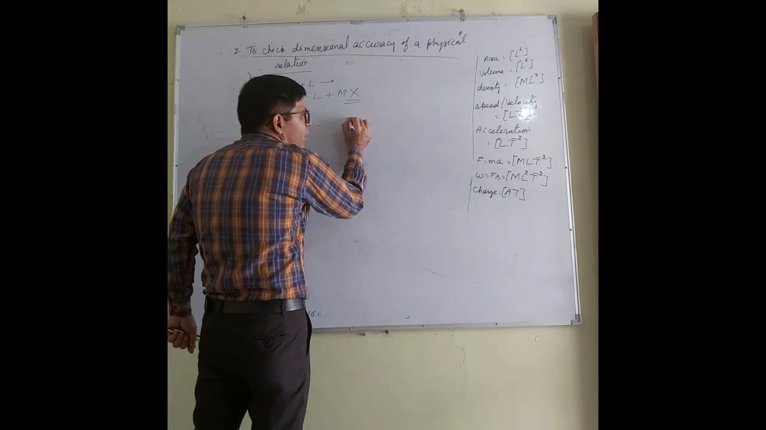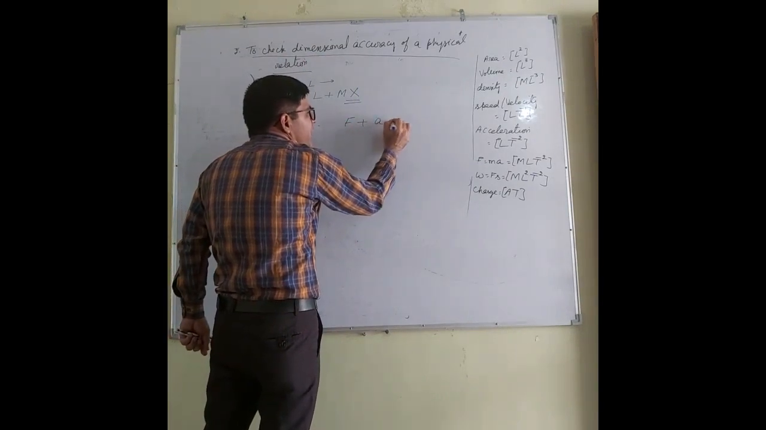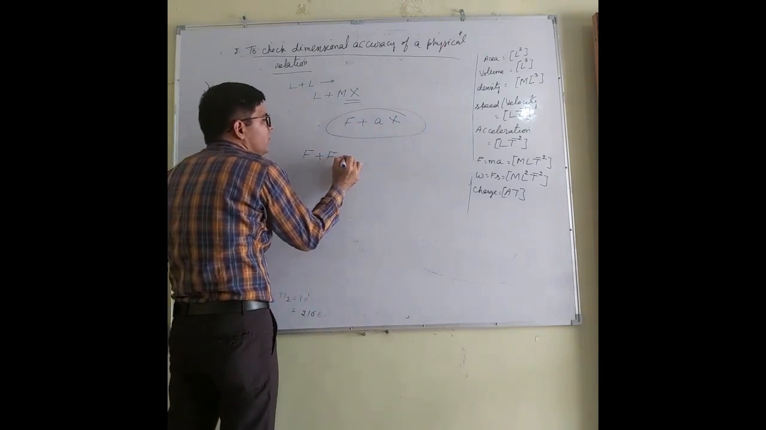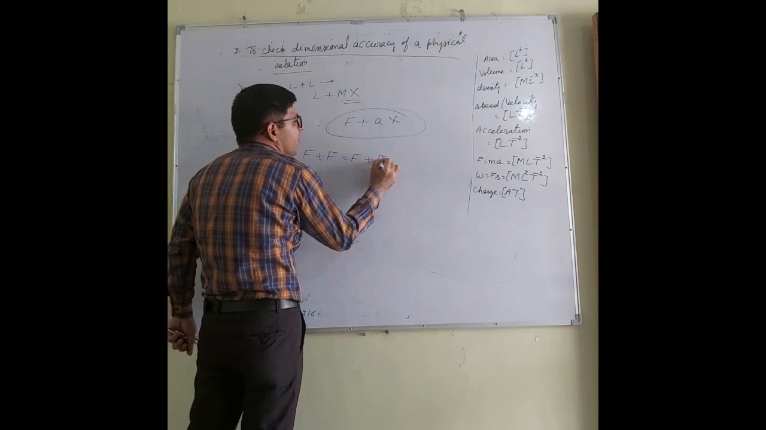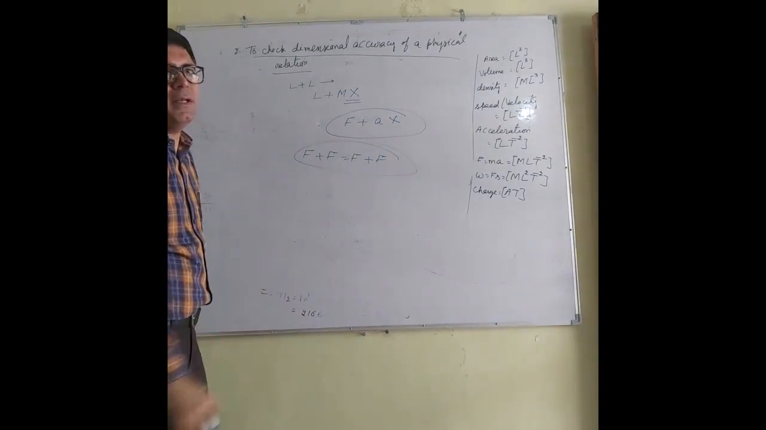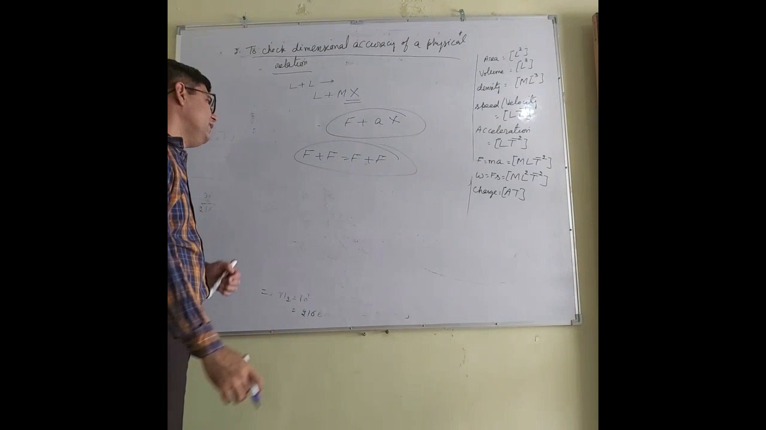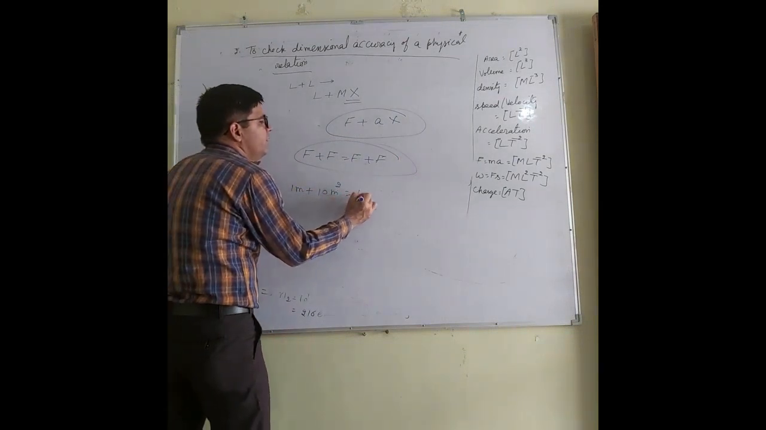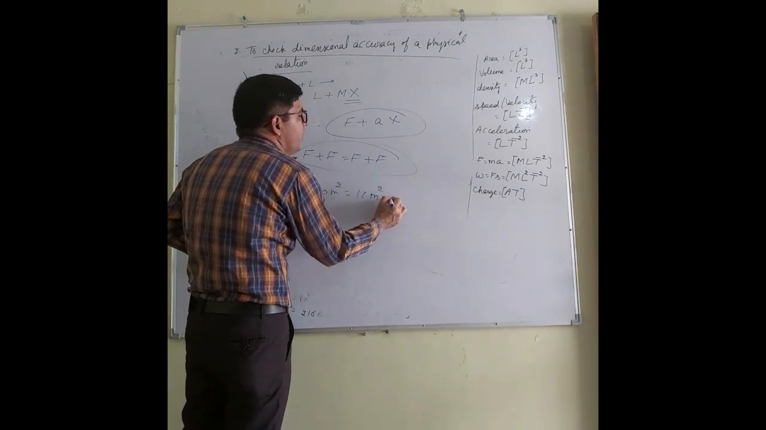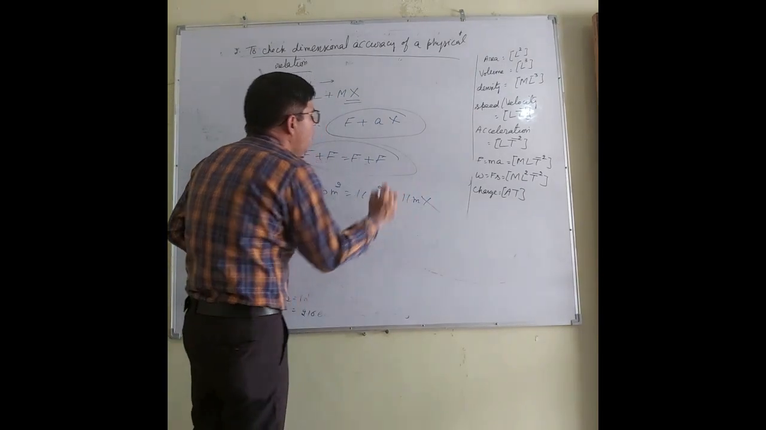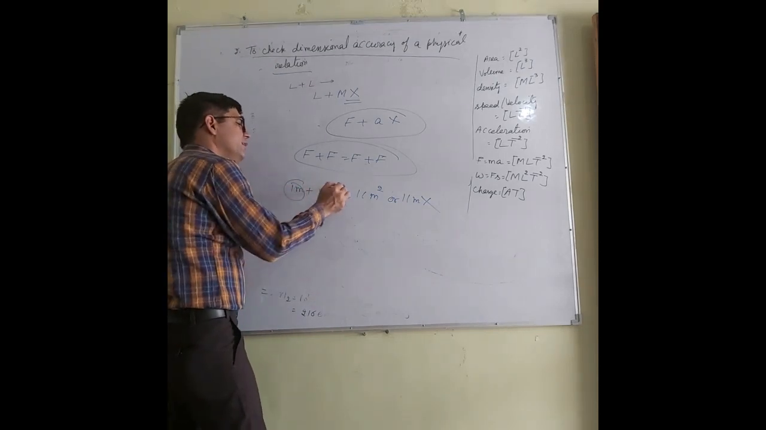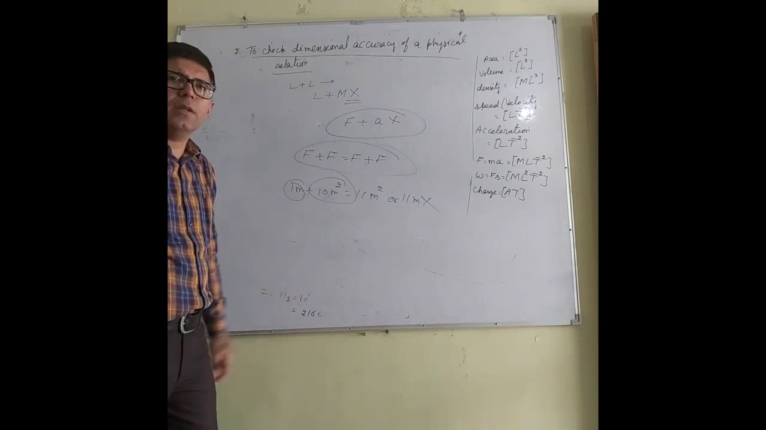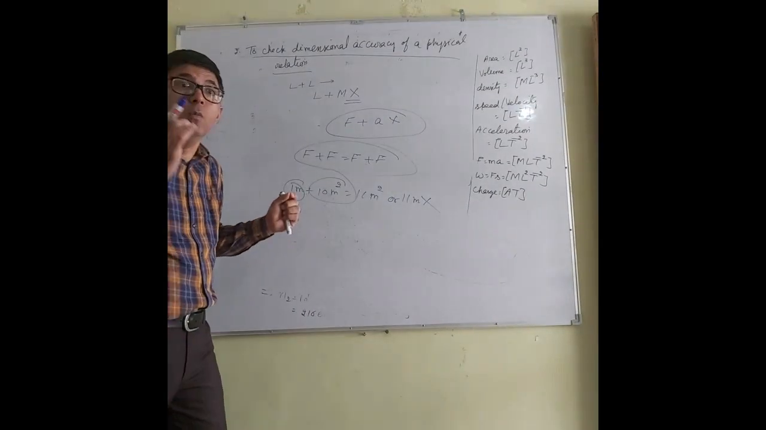Similarly, I cannot add force to acceleration. It's wrong. But I can add force to force, right? I cannot say 1 meter plus 10 meters square is equal to 11 meters square or 11 meter. This is wrong. Why? Here length is added to the area. So what is this called? This is called the principle of homogeneity.